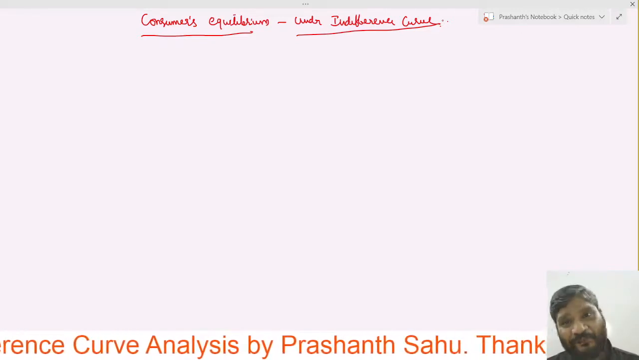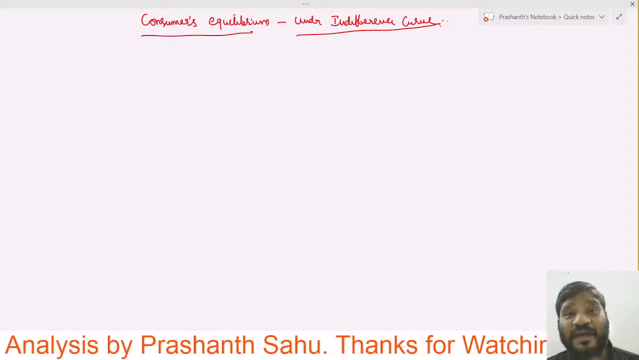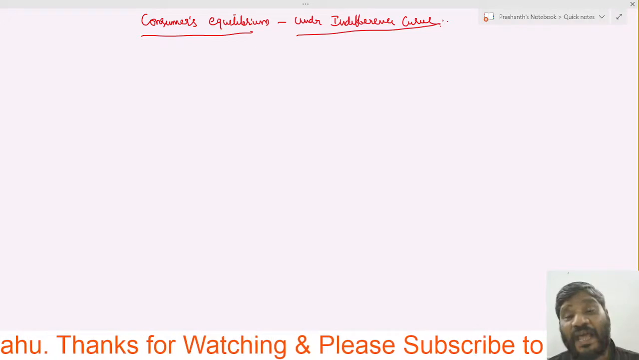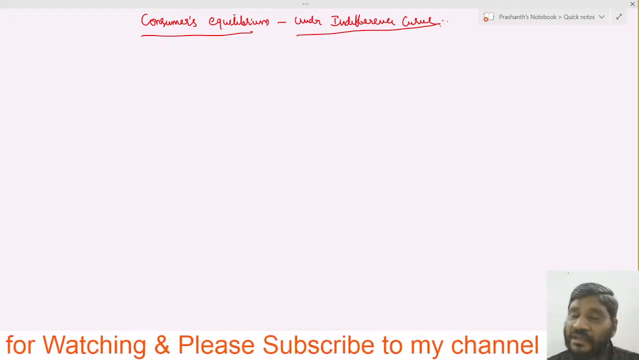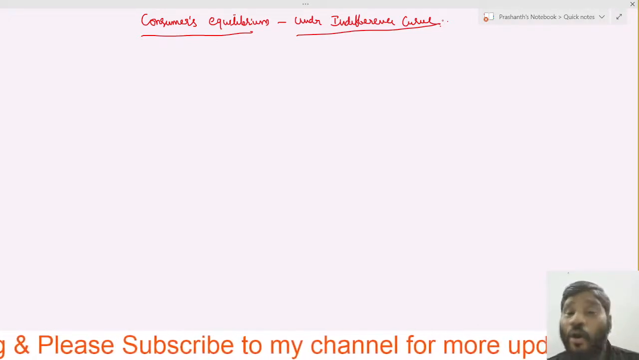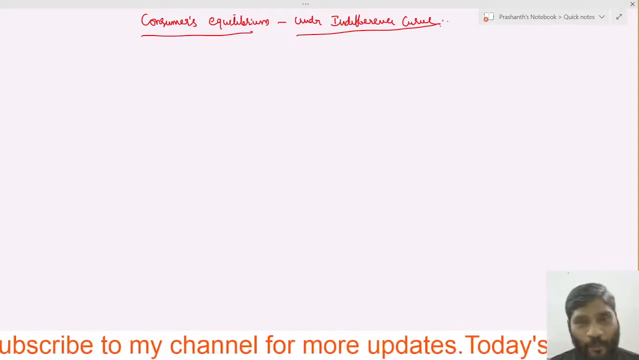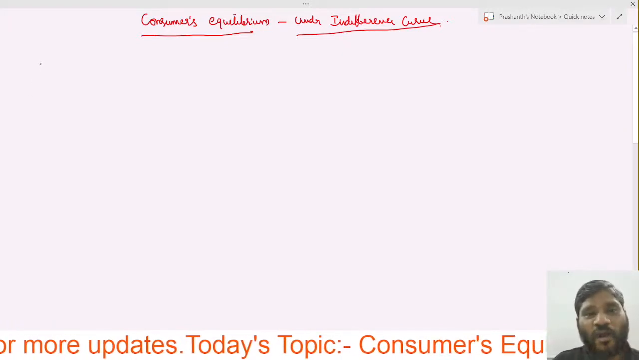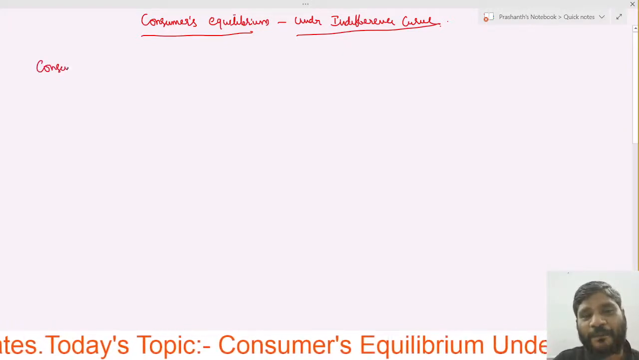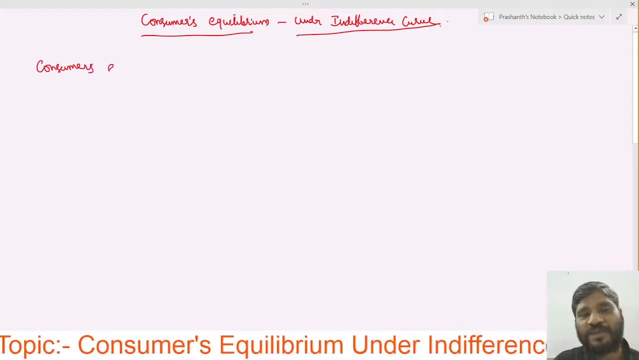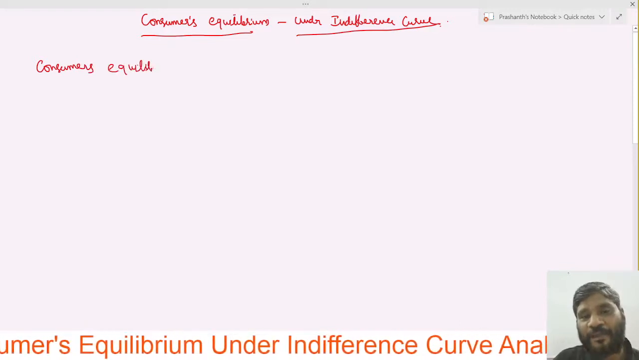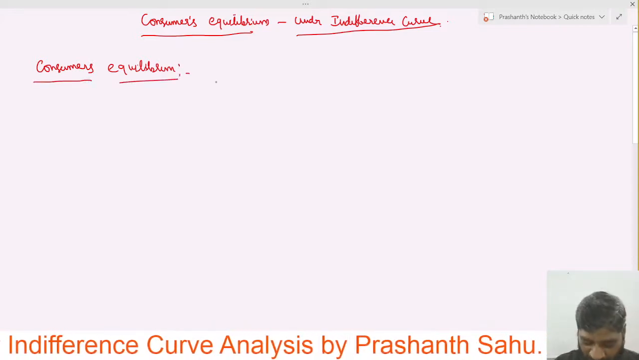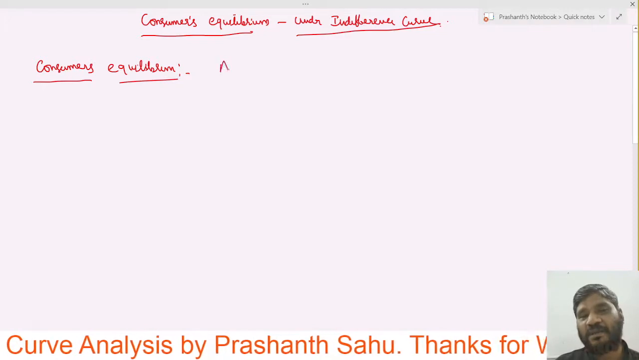Now, under the indifference curve, we have to calculate the consumer's equilibrium or full satisfaction with the help of two or more goods, which we will calculate under the ordinal utility approach. Basically, first of all, we should know what consumer's equilibrium is, its meaning. So let us start.